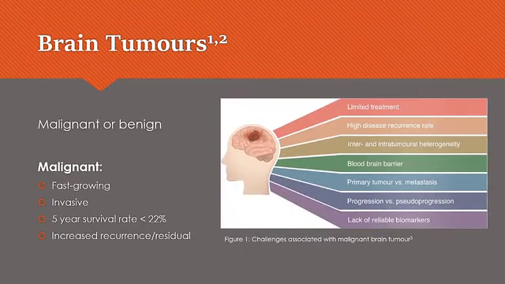Brain tumours or cancers refers to a heterogeneous group of lesions arising from cells within the central nervous system and can be defined as either malignant or benign. Malignant brain tumours in general have faster growth rates and are more invasive than benign brain tumours. They tend to have a poorer prognosis as they have high incidences of residual or recurrent disease post-intervention.